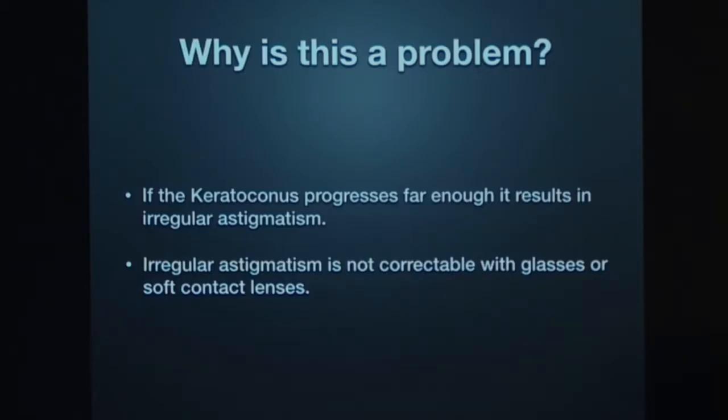Why is this a problem? If the keratoconus progresses far enough, it results in irregular astigmatism. Irregular astigmatism is not correctable with glasses or regular soft contact lenses. There's basically a bulge in the cornea, and that just doesn't take care of it.